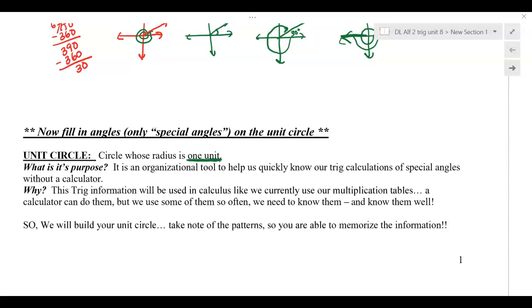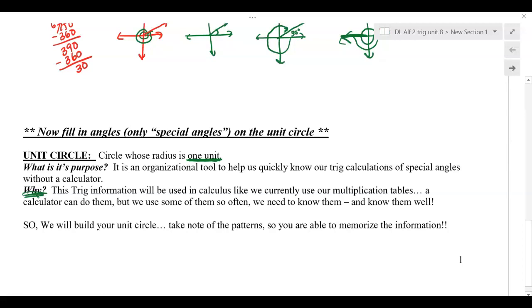Like sine of 30 degrees, you're going to know immediately. Sine of 210, you're going to know immediately without using a calculator. So you might think, who cares? A calculator can do it for me. And so when I ask the why, I would tell you guys kind of like our multiplication tables.